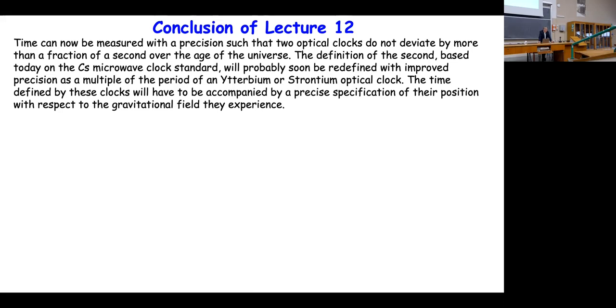But of course, if you define the time standard with this clock, you will have to specify where you are in the gravitational field of the Earth, because this clock in Boulder, which is 1,600 meters high, does not tick at the same rate as if you are here in Rome or in Paris. So the problem is to define the time at a given altitude in a given gravitational field.